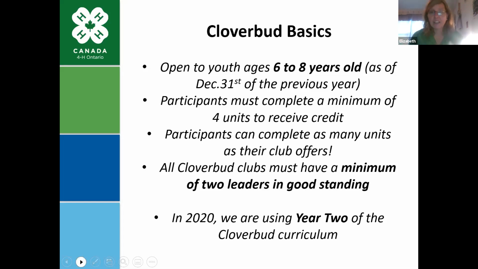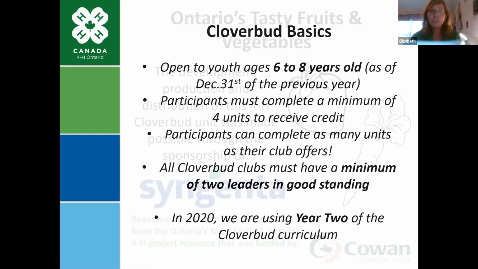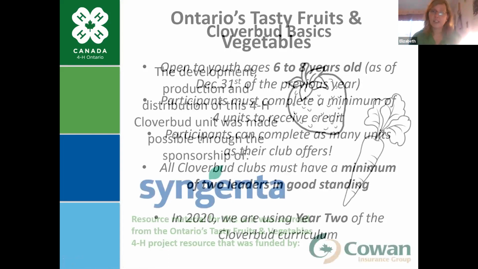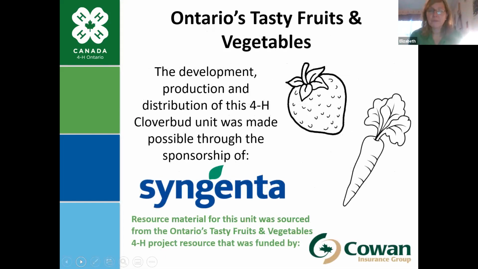So in looking at the new units that are being offered this year, the first one that appears there on the screen is Ontario's Tasty Fruits and Vegetables. So this was a provincial project that was released in March of 2019 as a 4-H club for our 9 to 21-year-olds. And it was an update of the Taste of Ontario Fruits and Vegetables, which I believe the last time when it was released was about 1986, 1988, somewhere in that range.